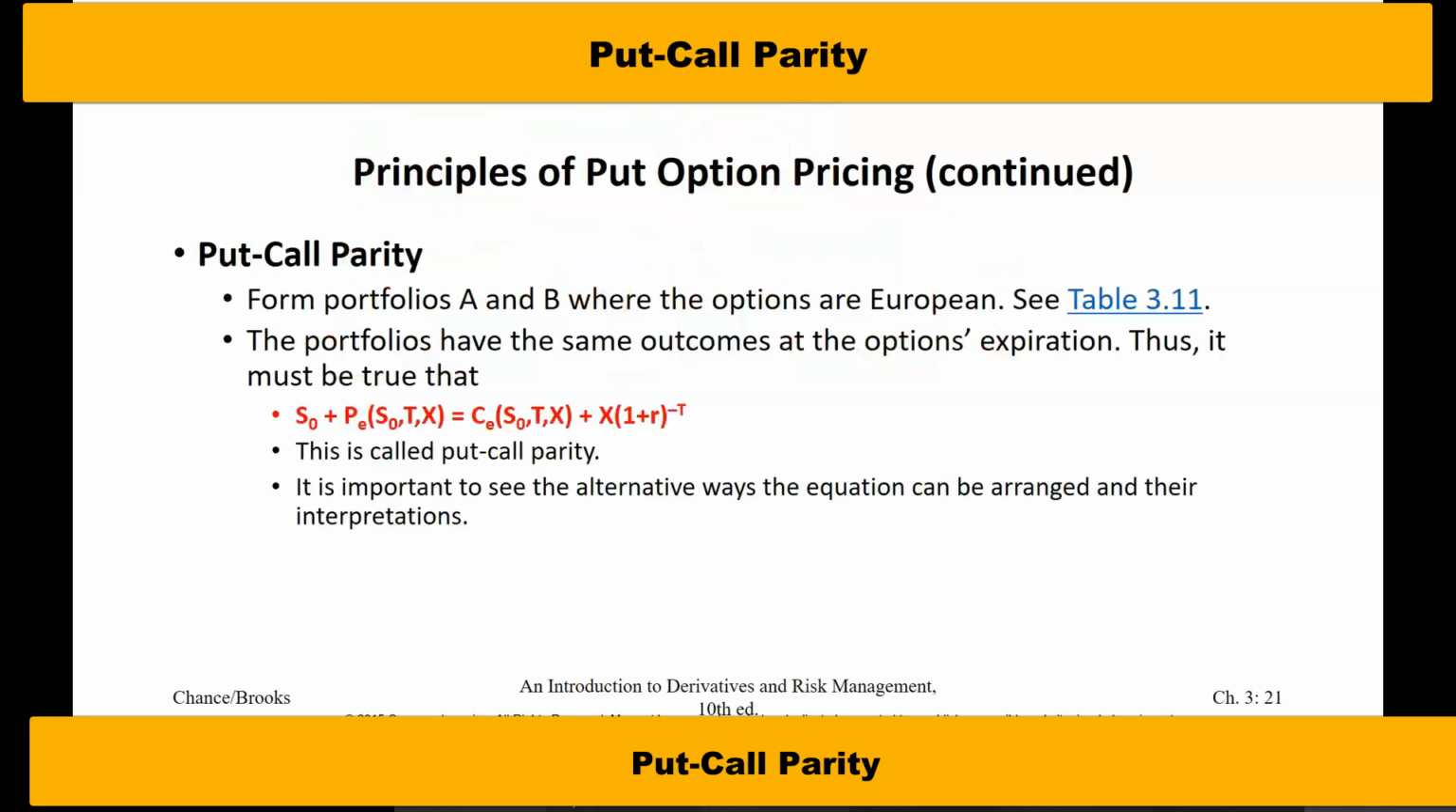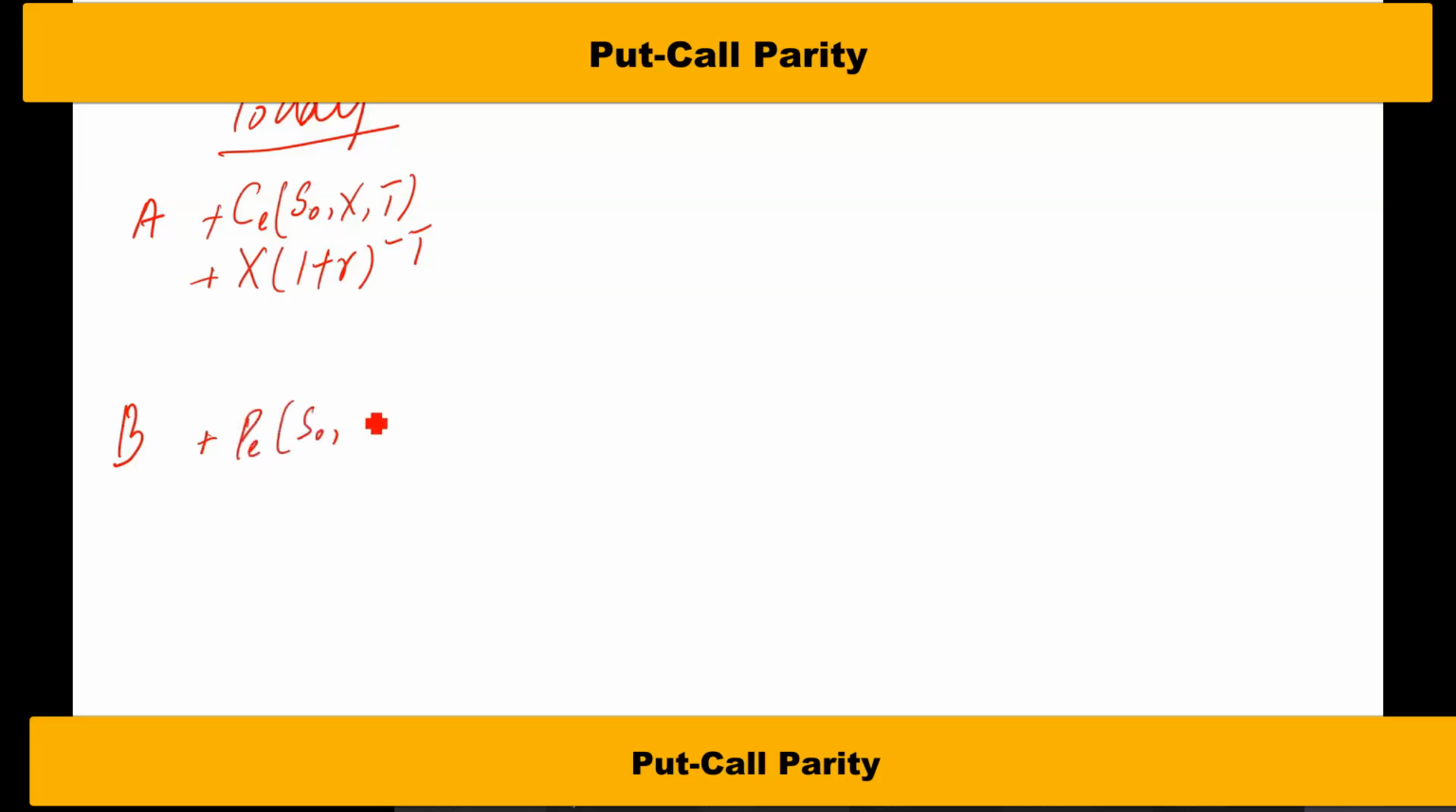If I look at this now, let's suppose today I have two portfolios, portfolio A and portfolio B. In portfolio A, I have a European call option on the underlying with an exercise price, and I have invested X into (1 plus R) raised to the power minus T. So I have long positions in both of them. And then in portfolio B, I have the put option plus the underlying asset, which is the stock. So this is also a long position in both the constituents.